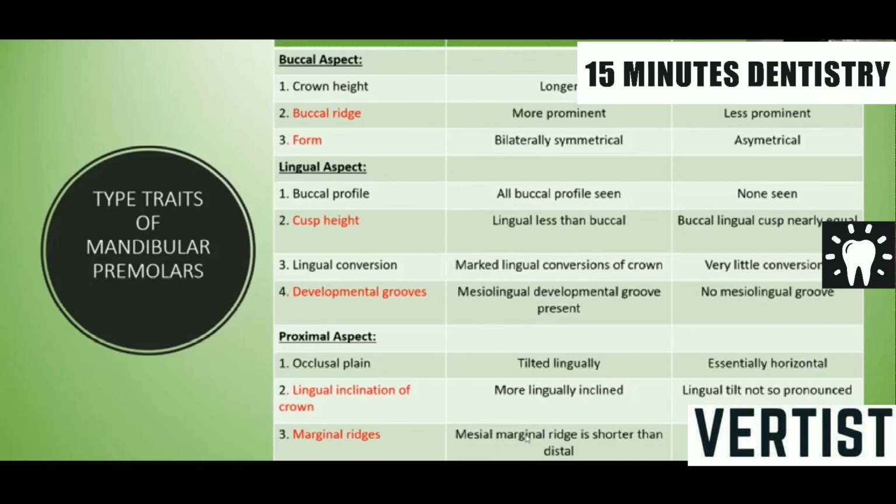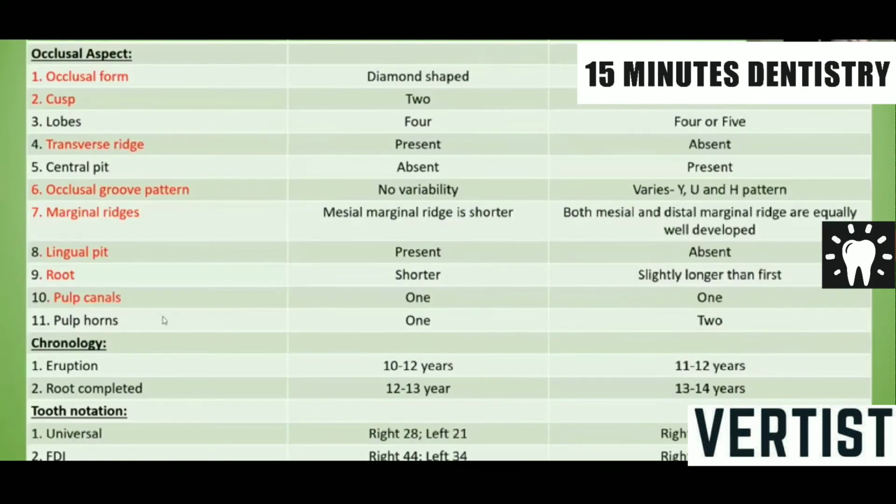Marginal ridges: the mesial marginal ridge is shorter than the distal in the first, and both marginal ridges are of the same size in the second. From the occlusal aspect, the mandibular first premolar is a diamond shape. Here it is a square shape. The cusps are two in the first, and 2 or 3 in the second. They develop from 4 lobes, and here from 4 to 5 lobes. A transverse ridge is present in the first, which is absent in the second premolar.